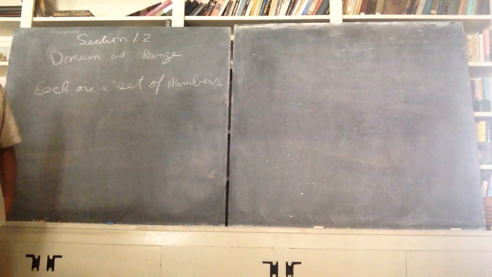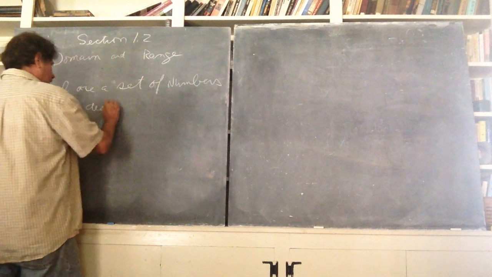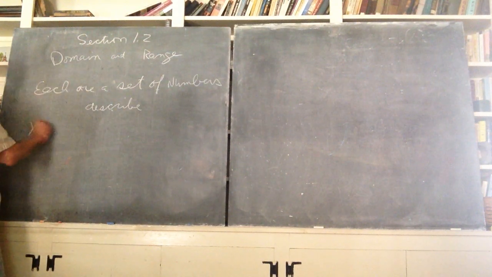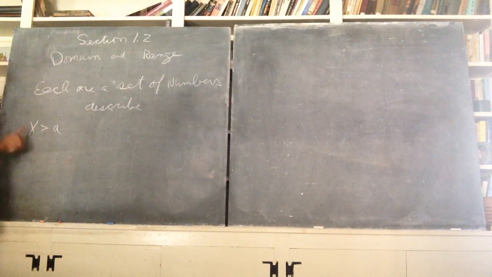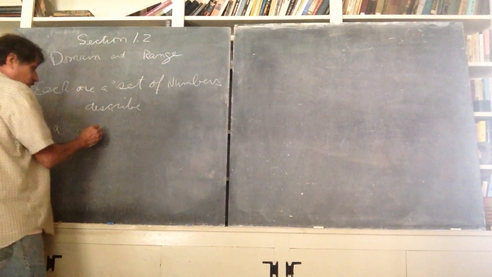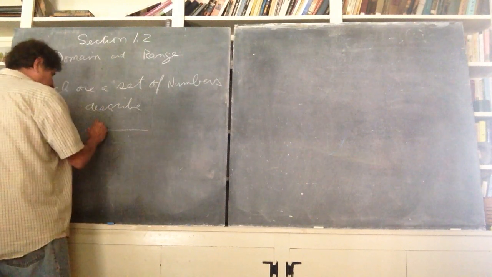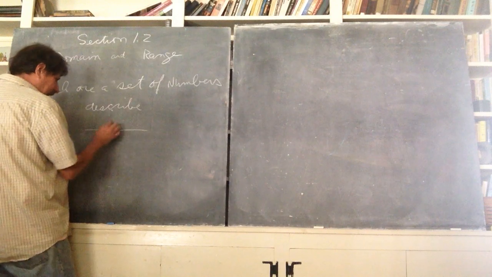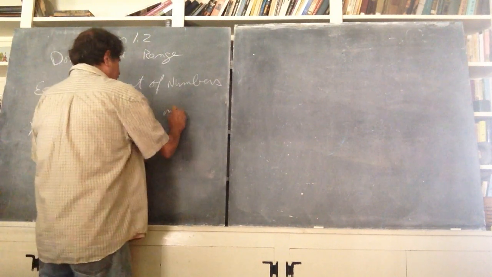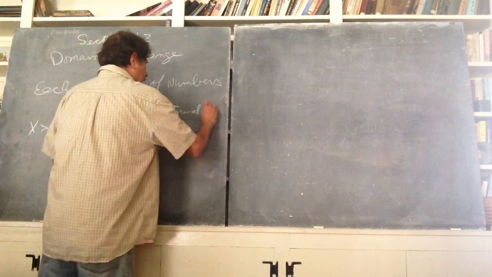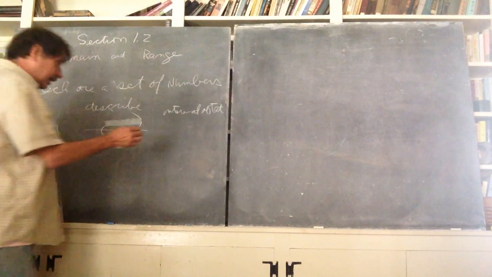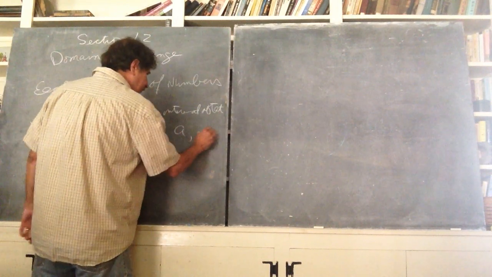There are several ways to describe these. Suppose it's an inequality: x is greater than a, all the x's that are bigger than a. On a graph, it would look like a is here, and we want all the x's that are bigger than a. Then there's something called interval notation, and all the x's that are greater than a would be a to infinity, and it's open.